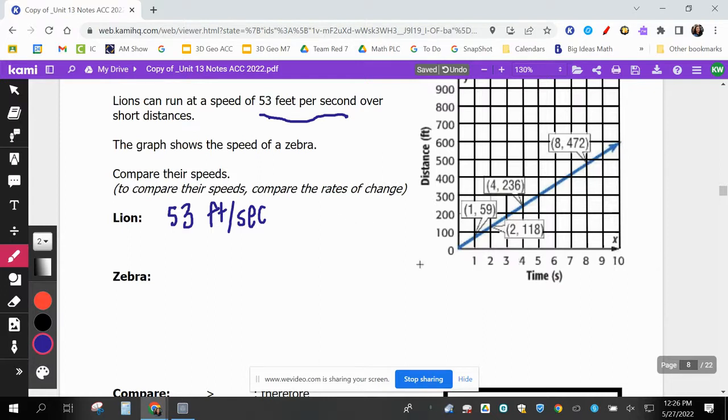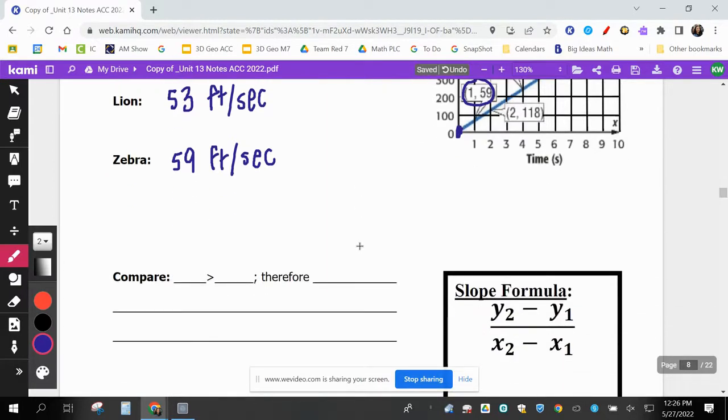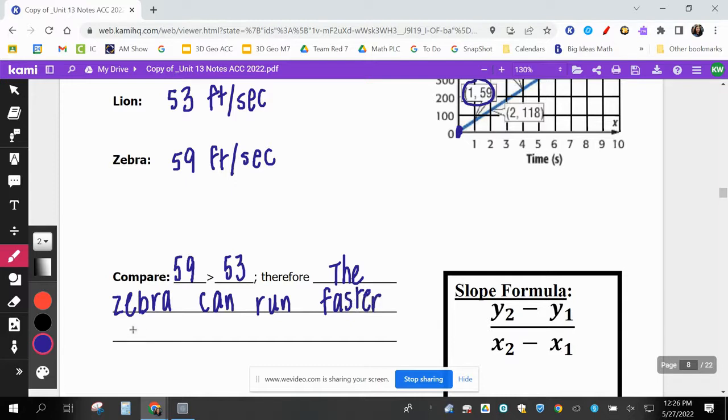Now, we know that this is a proportional graph because it starts at the origin and it makes a straight line. So I'm going to look at this point right here, which tells me that a zebra can travel 59 feet per second. And I can grab that because this is a proportional graph, so I can grab the unit rate when x equals 1. So since 59 is greater than 53, therefore the zebra can run faster over short distances.